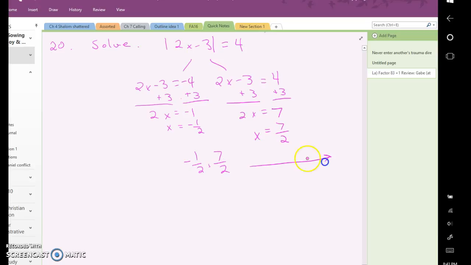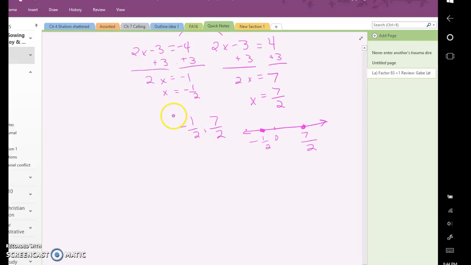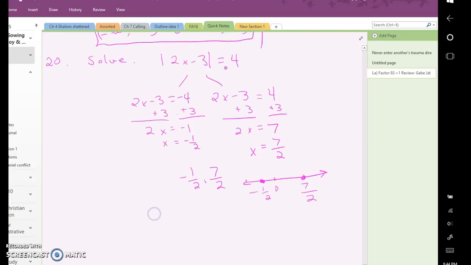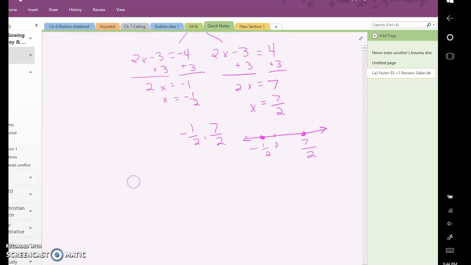If you were to plot it, you would plot negative 1/2, 7/2. Just dots because it's an equal sign, not an inequality. Also note, the solution is two distinct points. It's not an interval. It's not a shaded area. That is because of the equal sign in the problem. So your answer is going to be two distinct answers separated with a comma. It's not going to be an interval with parentheses or brackets.